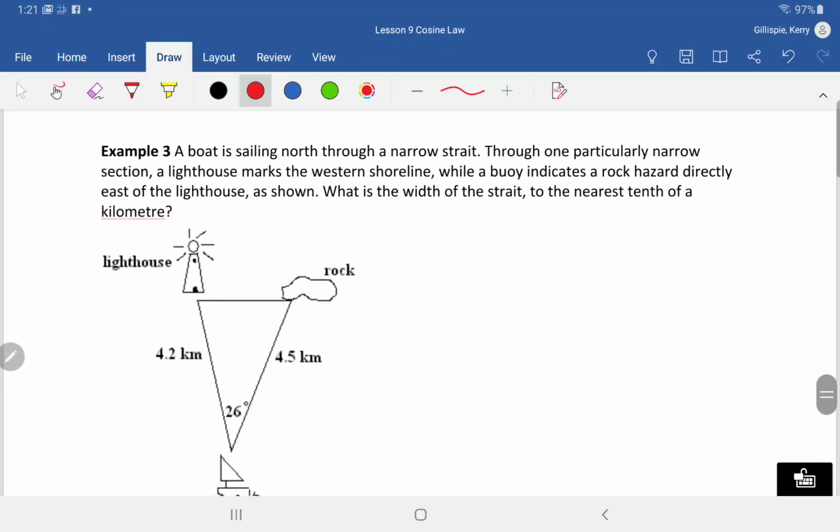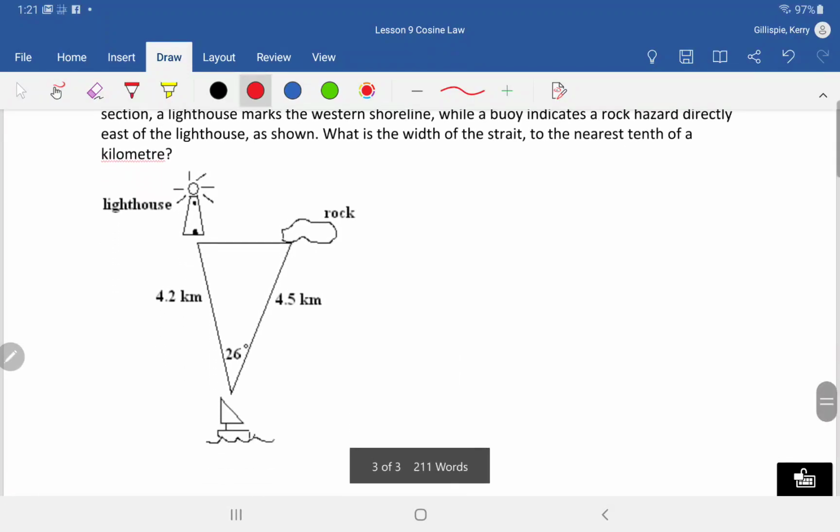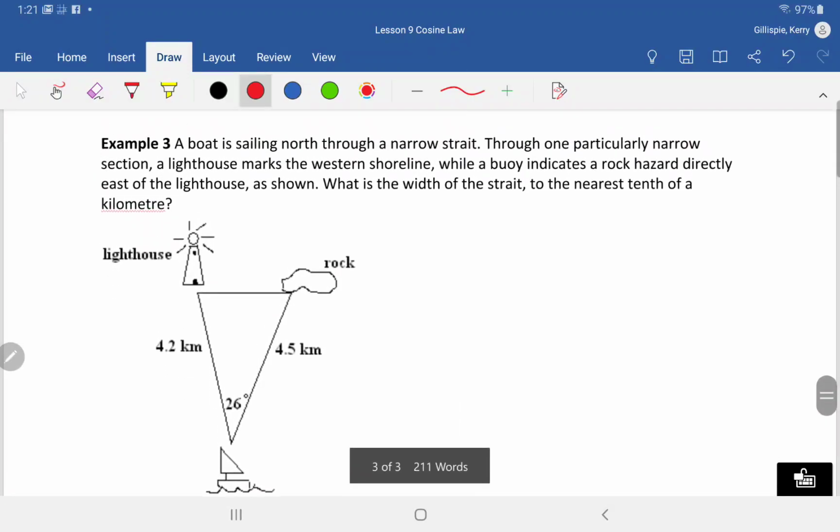Okay, final question. A boat is sailing north through a narrow strait. Through one particular narrow section, a lighthouse marks the western shoreline, while a buoy indicates a rock hazard directly east of the lighthouse as shown. So we have this picture. What is the width of the strait? So the boat is trying to come through here. So we're being asked what this width is.